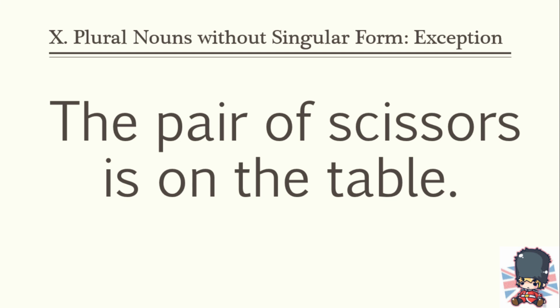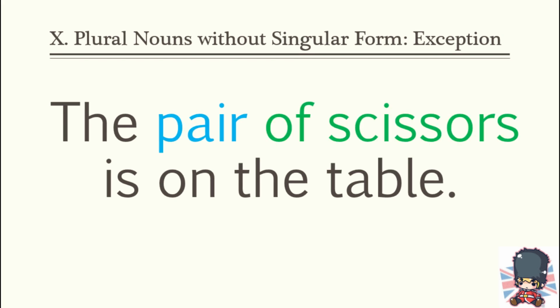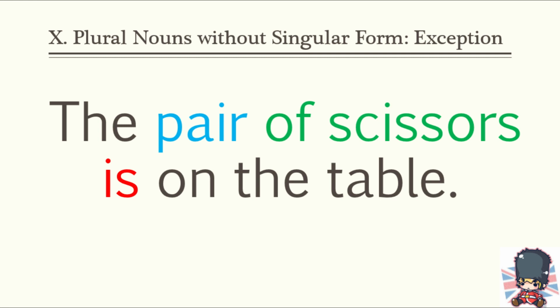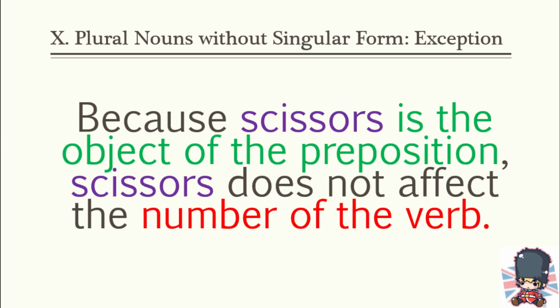E paano naman yung ganitong example? The pair of scissors is on the table. Okay, sabi mo kanina, ang scissors dapat plural. Kasi plural naman talaga ang scissors, dapat are ang gagamitin mo. Yes, ganun naman talaga. Kaso dahil pair of scissors, singular ang gagamitin natin. Dahil ang subject mo talaga dito ay yung pair, hindi yung scissors. So, the pair of scissors is on the table. So, yung pair ay kailangan is siya, hindi siya are. Because scissors is the object of the preposition. Scissors does not affect the number of the verb. So, be careful with that. Baka lumabas to sa exam nyo.